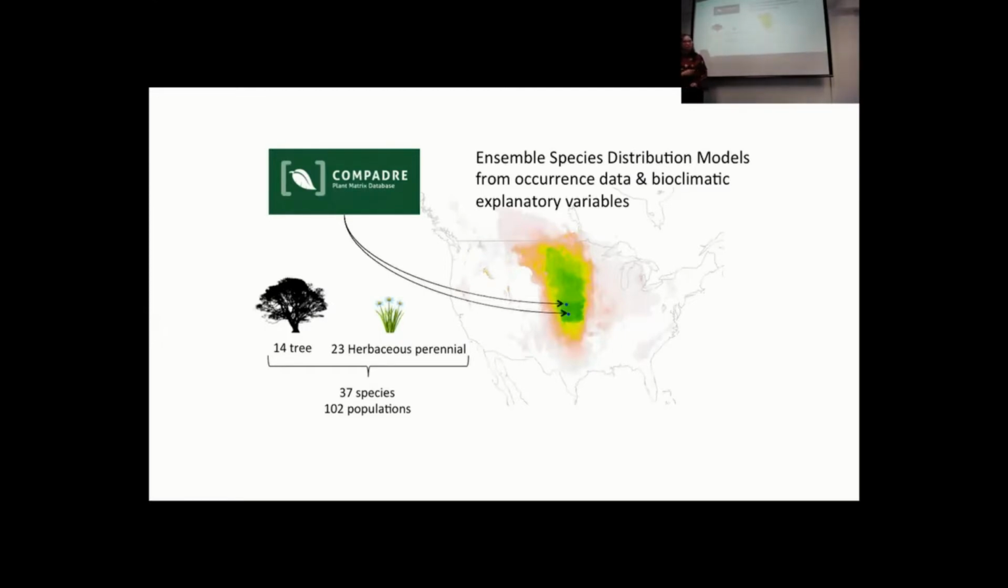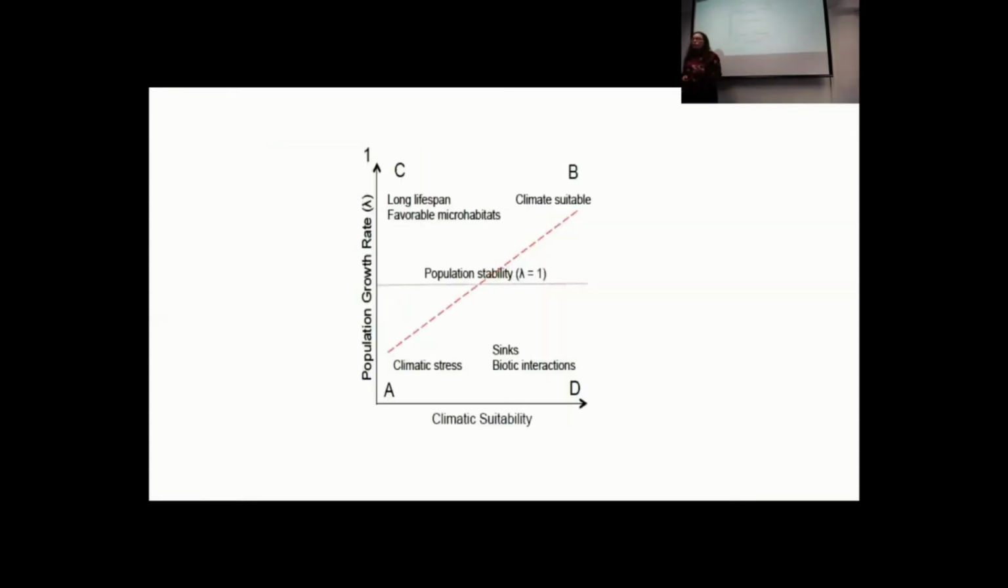The reason why we use 37 species is there's a limited suite of species for which we have location data and for which we can get really, really high quality climate-driven species distribution models. So we tried to get the best, highest quality data set we could for this.